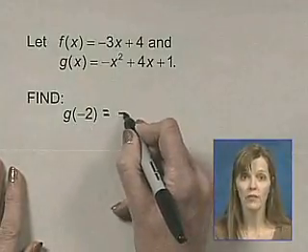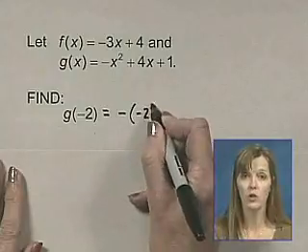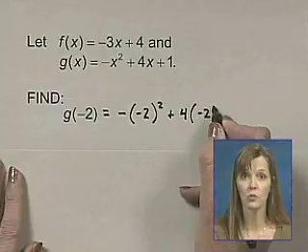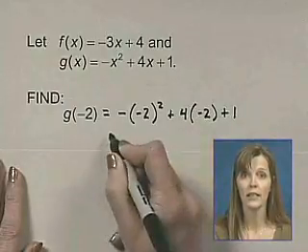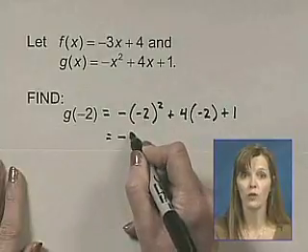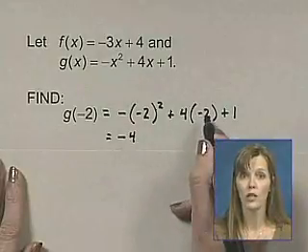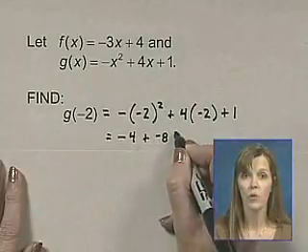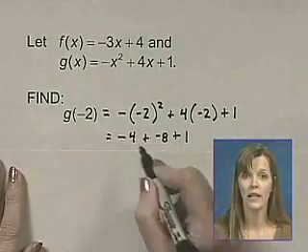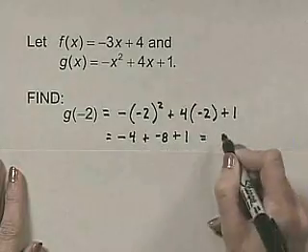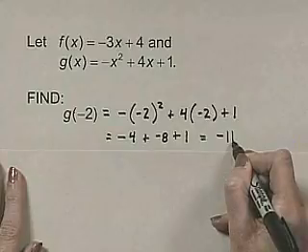So we're going to have negative of negative 2 squared plus 4 times negative 2 plus 1. Let's evaluate. We'll have the negative of negative 2 squared is negative 4. We have a 4 times negative 2, so we can add to that a negative 8. And then we're going to add to that a positive 1. Negative 4 plus negative 8 is equal to negative 12. And when we add 1, we get negative 11 as our result.